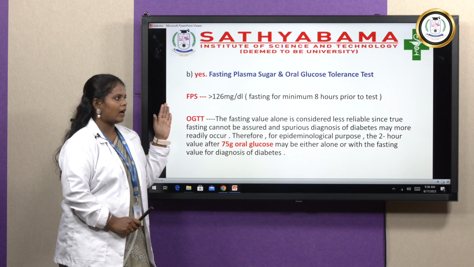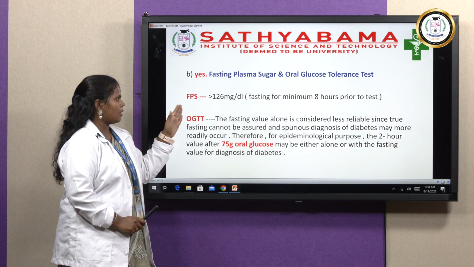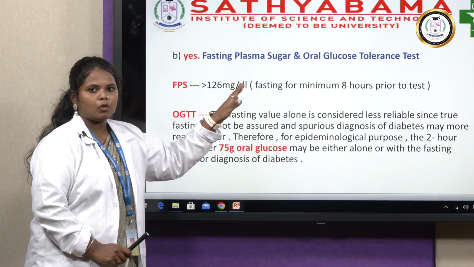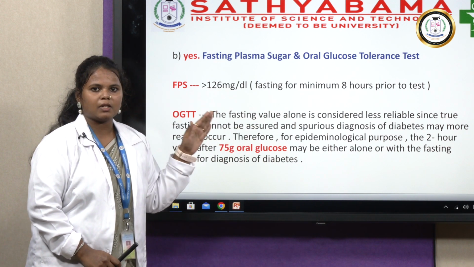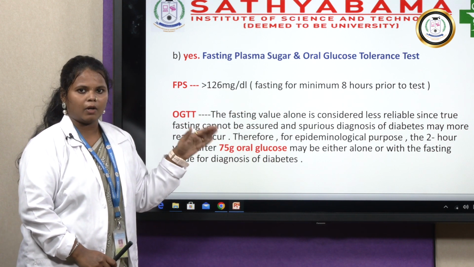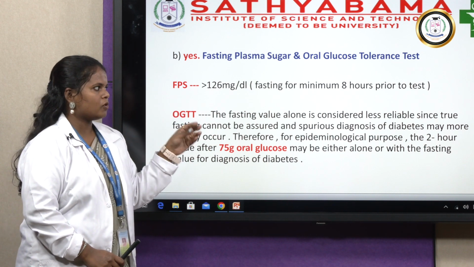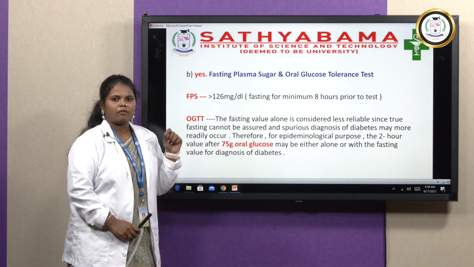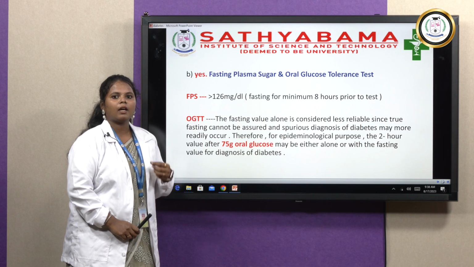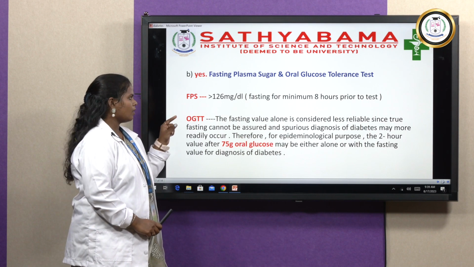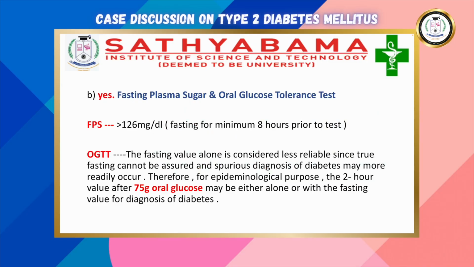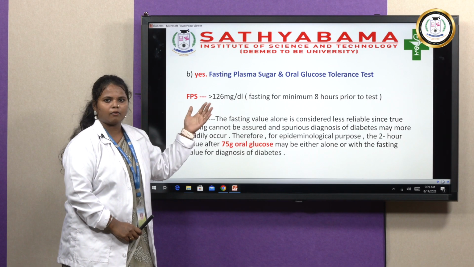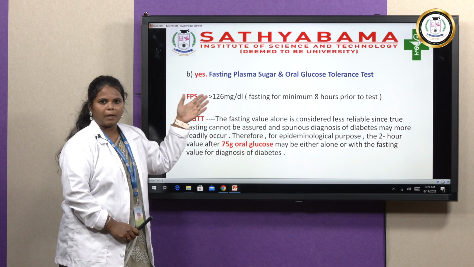And how do you check the fasting plasma glucose? You are supposed to keep the patient fasting for a minimum of 8 hours. Usually the type 2 diabetes mellitus test is taken early in the morning at the fasting level. So you prick the blood of the patient in the early morning without drinking even a little water, and by that you can check whether the blood glucose level is above 126 or not. If it is above, you can slightly confirm that the patient has type 2 diabetes mellitus.